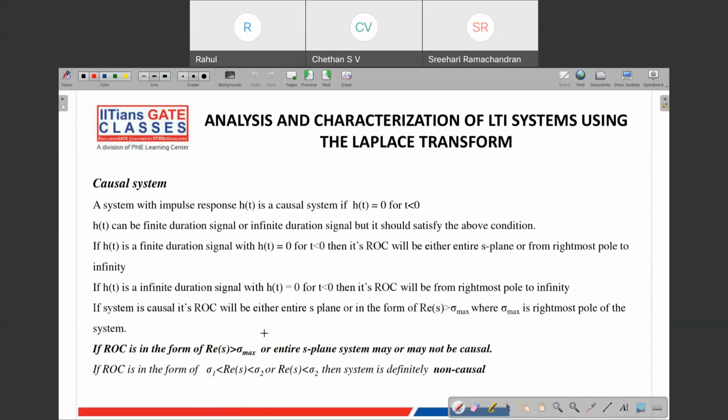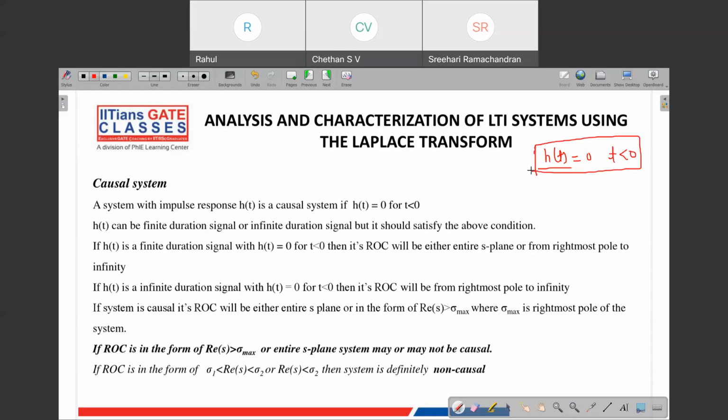Now, in the last class, we characterized the system with the help of the impulse response: how to check whether a system is causal or stable with the help of the impulse response. For causality, we know that if h(t) is 0 for t less than 0, that means our system is a causal system.